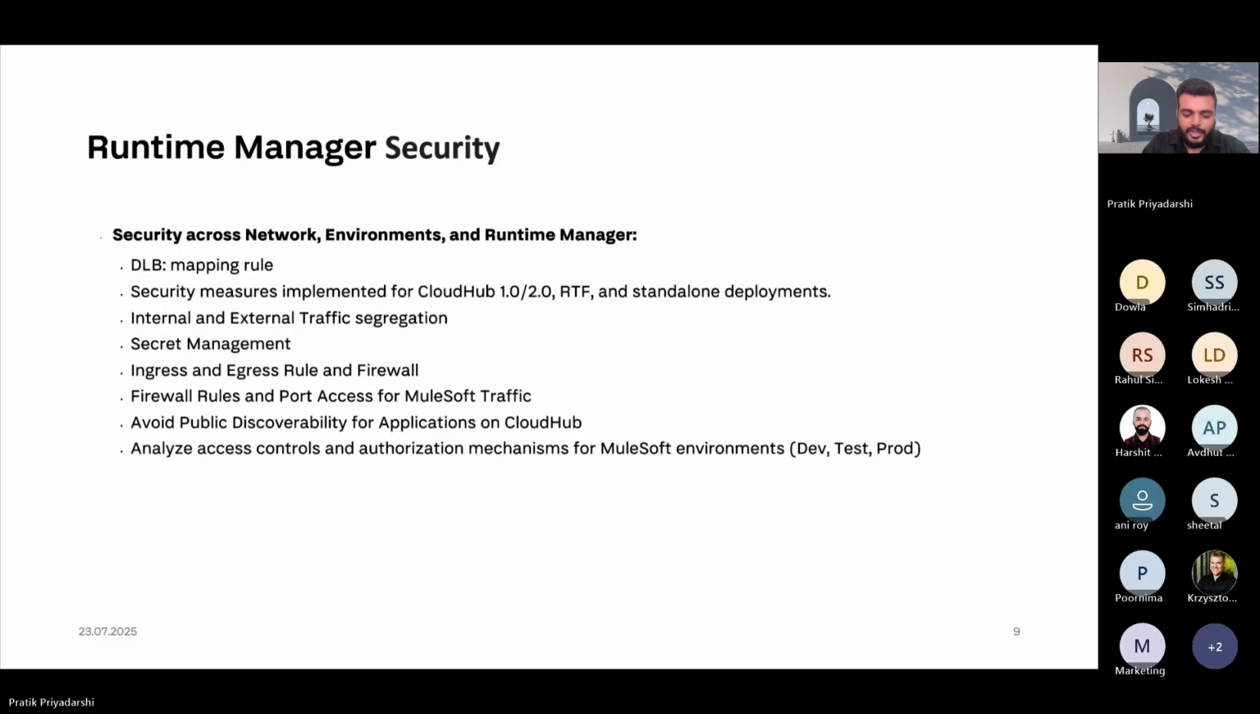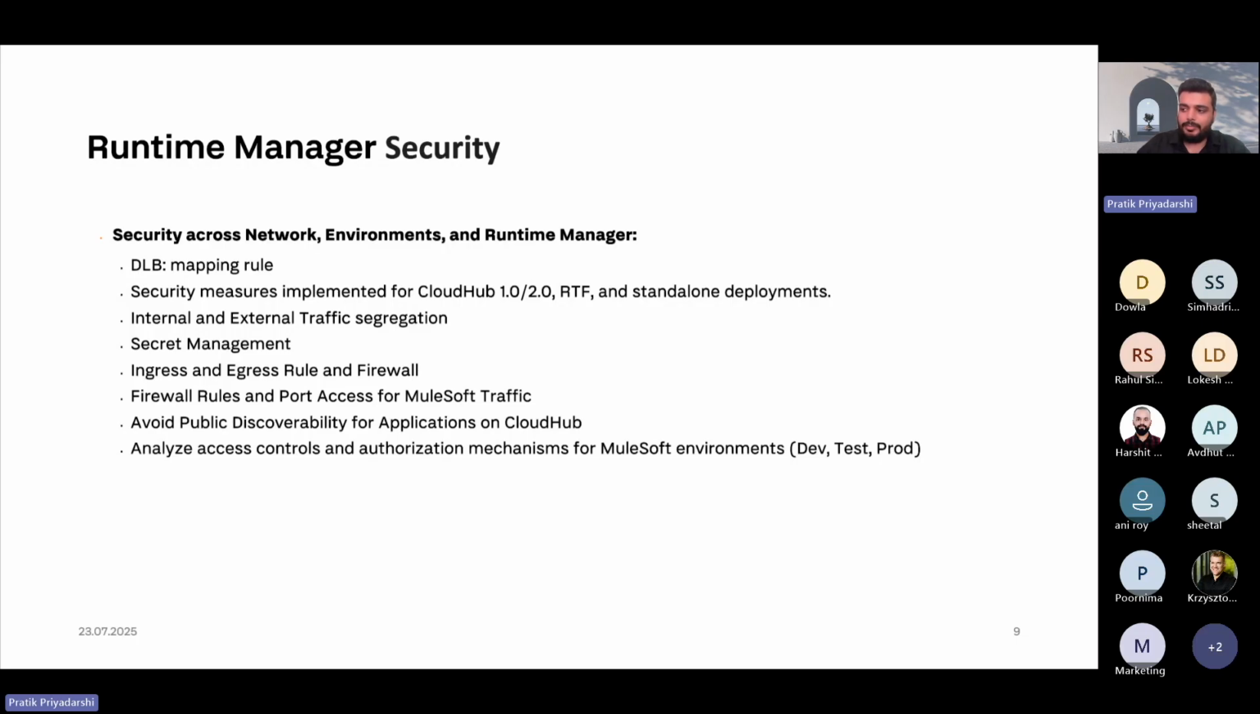So we check the visibility settings. We enforce best practices to keep your apps hidden unless explicitly intended. We also check your access controls and authorization mechanisms across your environments, dev and test, to check who can access what and what they can do. Are the permissions that we have defined, maybe for developers, DevOps, and the MuleSoft operations team, aligned with the least privilege principle or not?